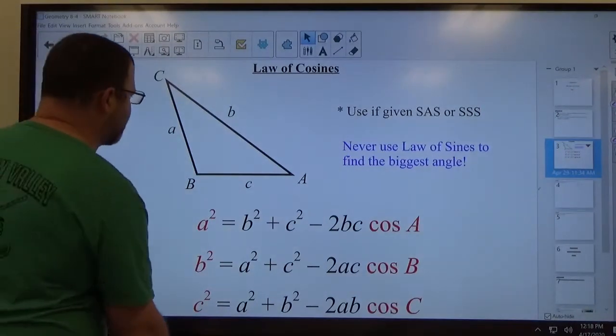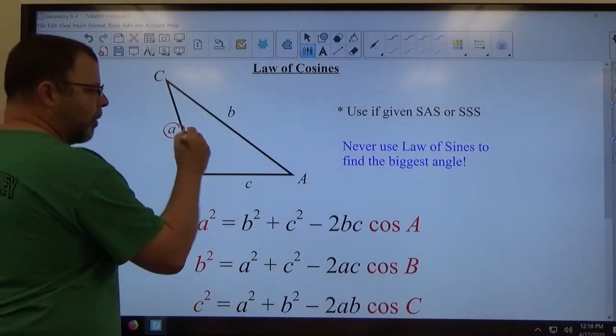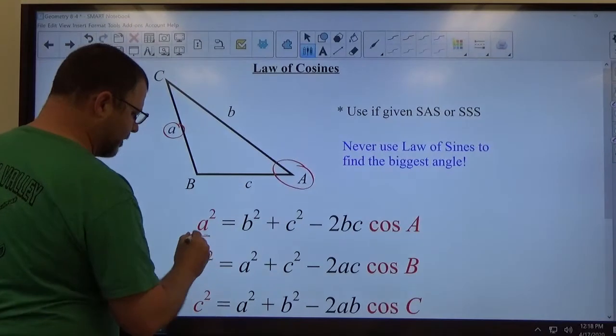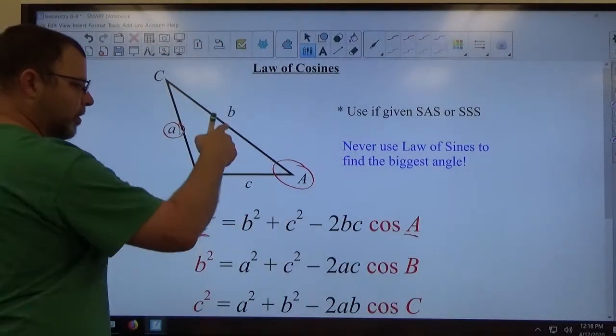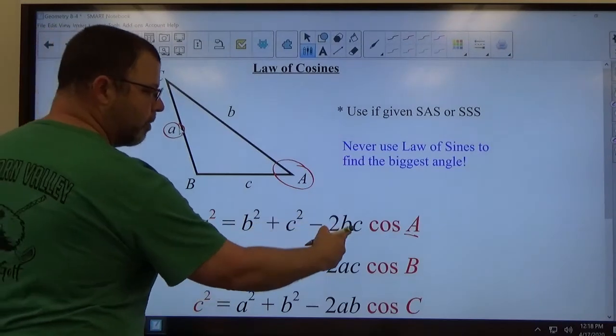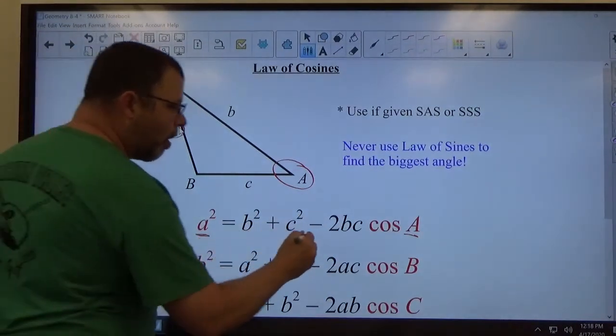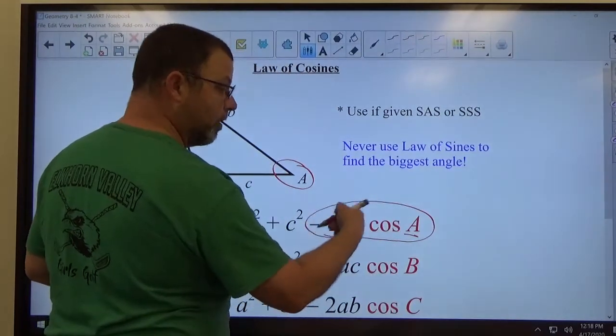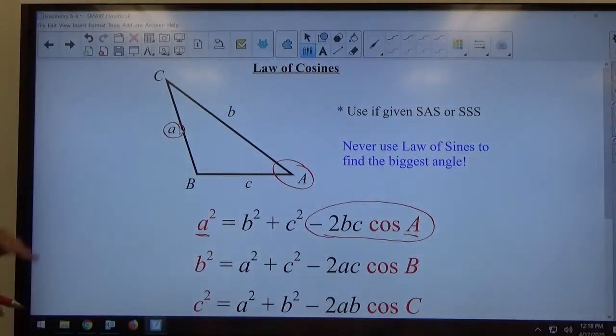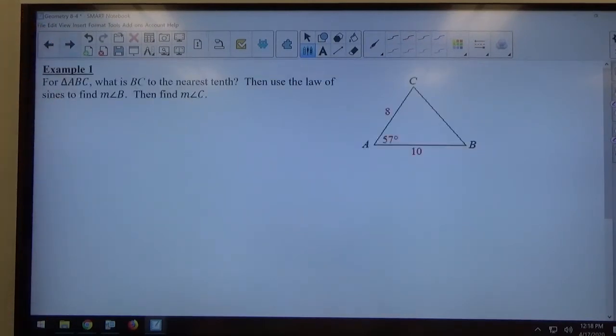So if I'm dealing with side A, I want to deal with angle A. So this side and this angle need to match. Everything else is about the other two sides, B and C here squared, B and C here multiplied by -2. All four of these things, the 2 and the B and the C and the cosine of A, are all being multiplied together. That's a single term.